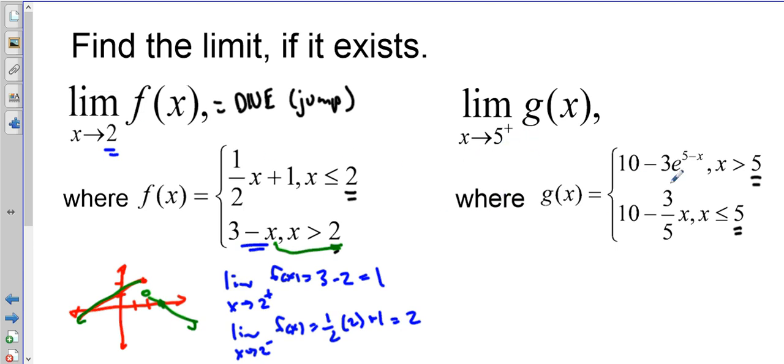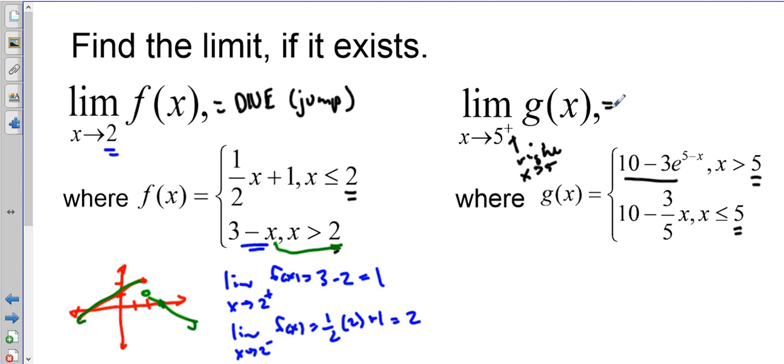Now, right here, I have a different function. And we're looking for what is the value as x approaches 5. Well, if it's approaching 5 from the right, that means I'm actually plugging in values which are going to be greater than 5, greater than 5. So which function applies for values greater than 5? Well, that's that function right there.